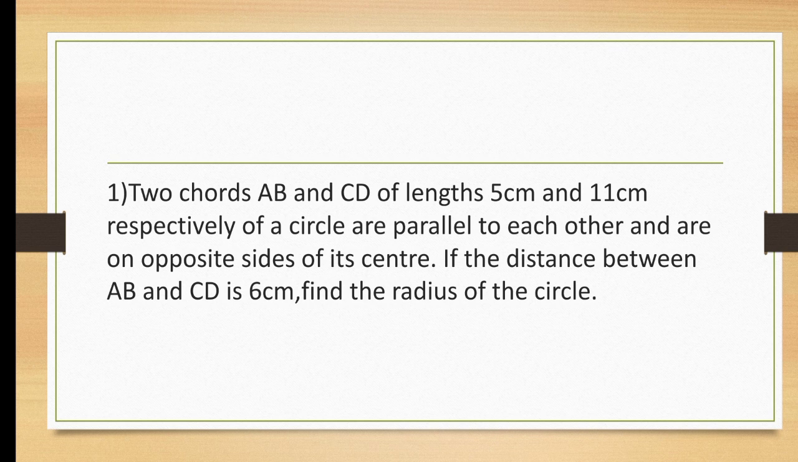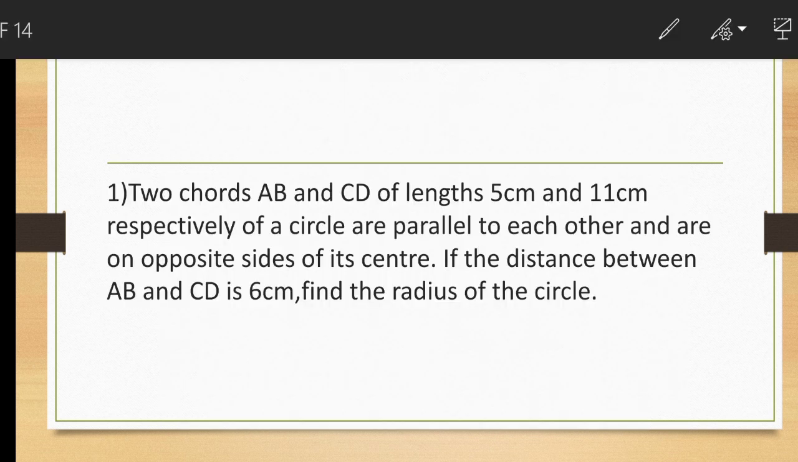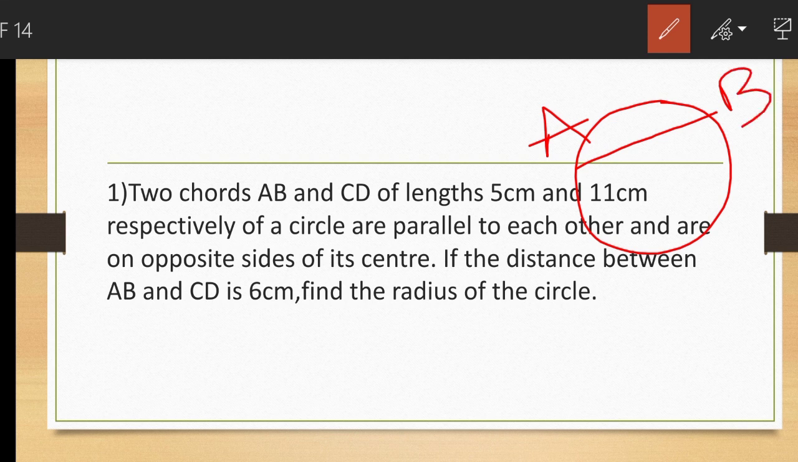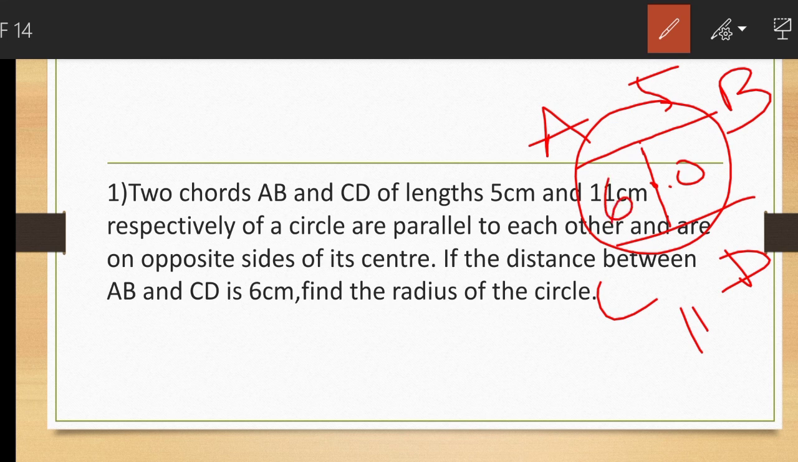The first sum is: two chords AB and CD of lengths 5 and 11 centimeters respectively of a circle are parallel to each other and on opposite sides of the center. So if we have a circle, AB and CD lie on opposite sides of the center O. AB is 5 and CD is 11. The distance between these two parallel lines is given, that is 6 centimeters. We need to find the radius of the circle.